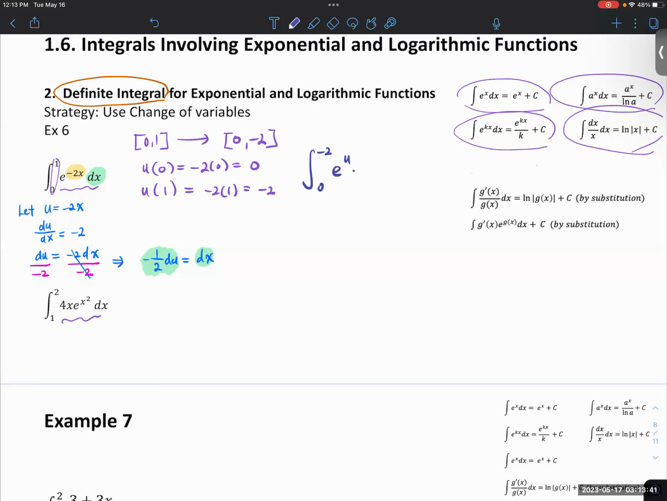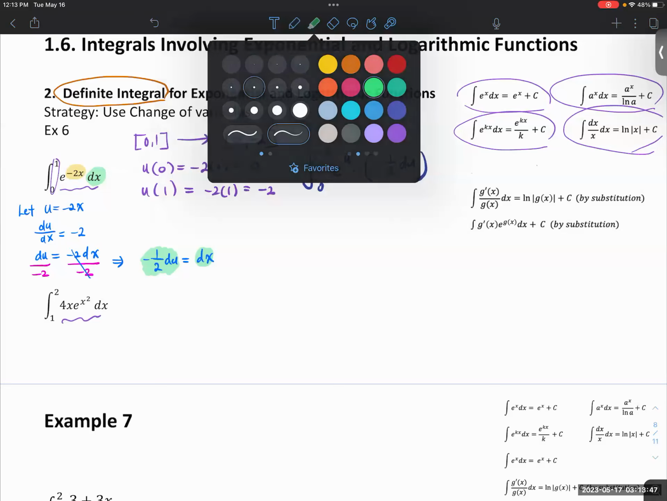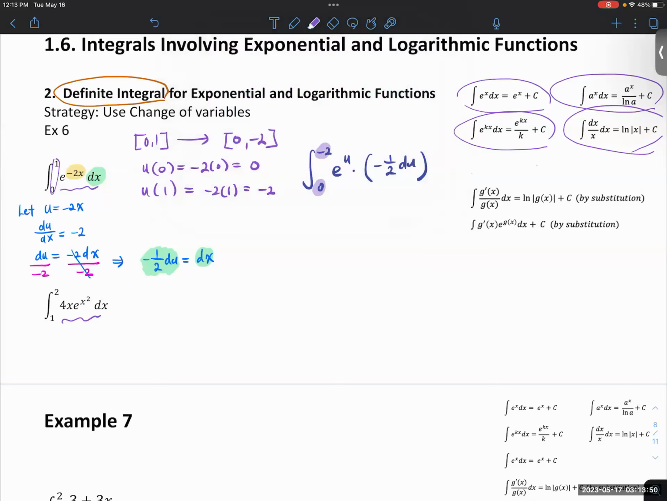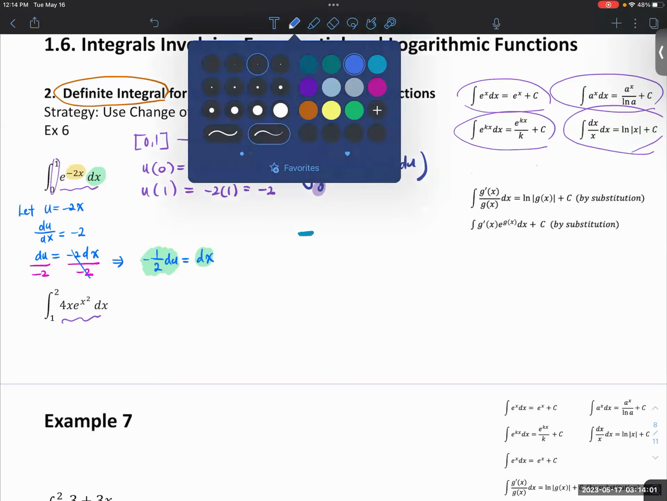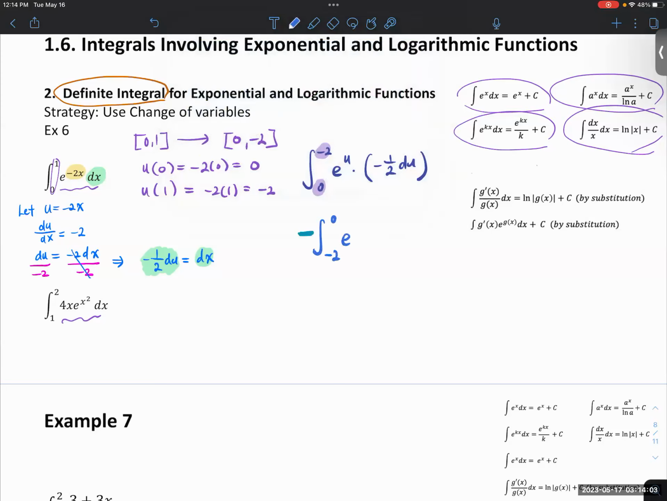e to the u, and dx is negative 1 over 2 du. I don't like this order. It doesn't really make sense, 0 to negative 2. So we need to convert it. What do you remember? We are going to change the order with the negative. And then now negative 2 to 0, e to the u, negative 1 over 2 du. Beautiful. Does it make sense? Because this order does not make sense. 0 is larger than negative 2. So we have to change that order from negative 2 to 0 with the negative sign.